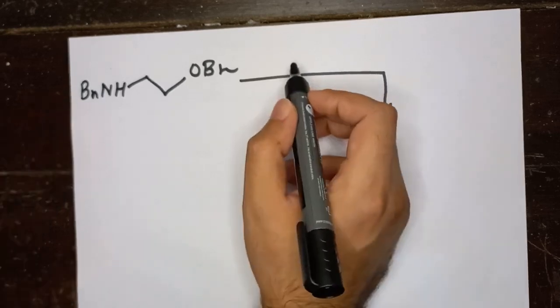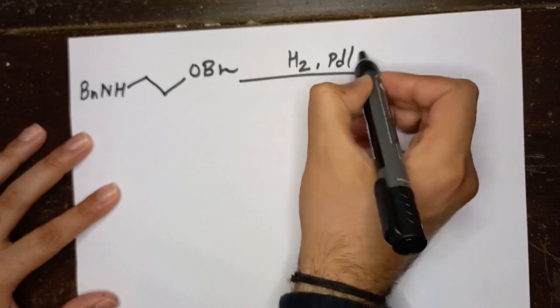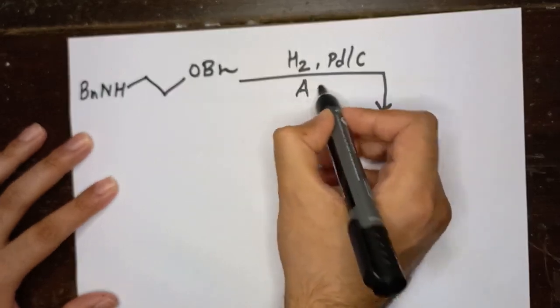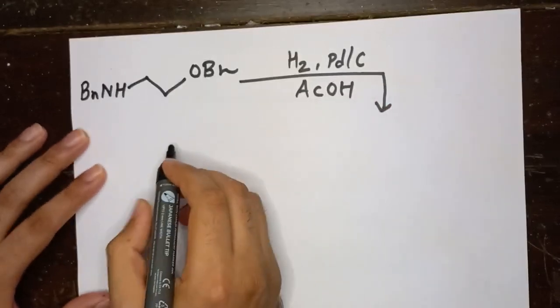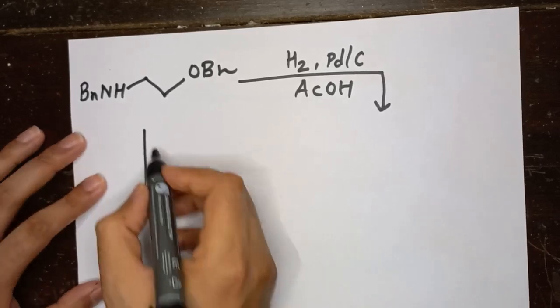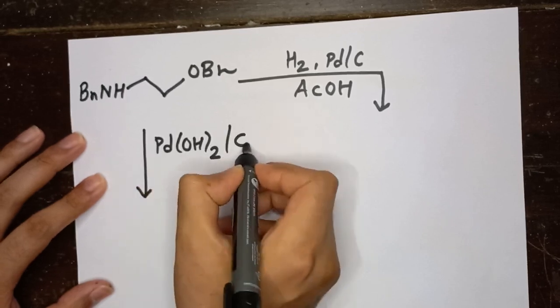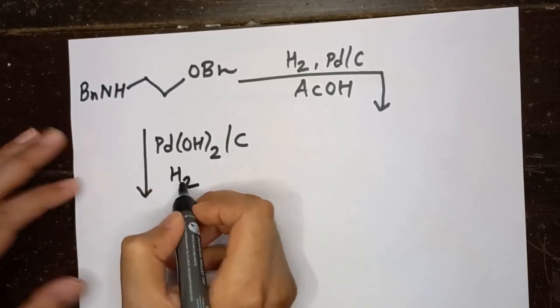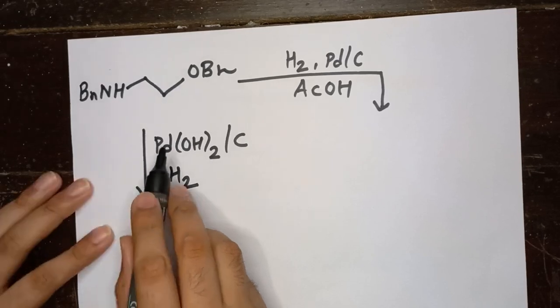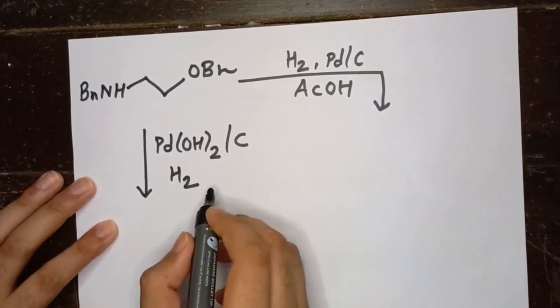In the first reaction, I'm using H2, Pd/C under acidic media. And then in the second reagent, I'm using palladium hydroxide supported over carbon and hydrogen gas. Okay, so we have two different cases. So pause the video and try to solve this reaction by yourself.